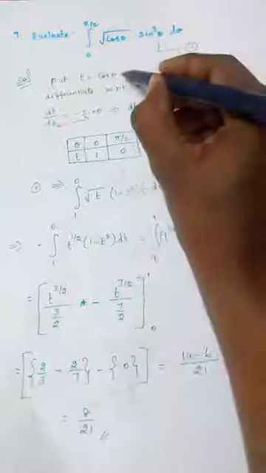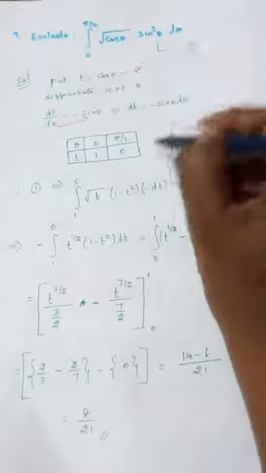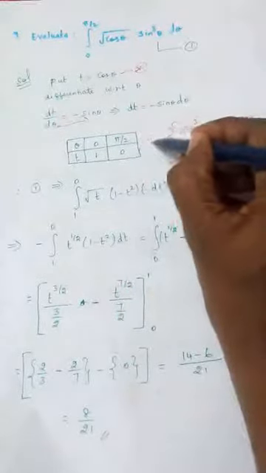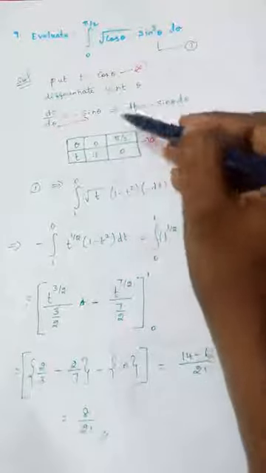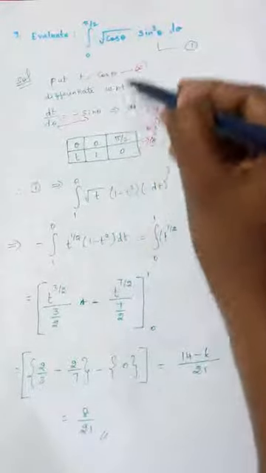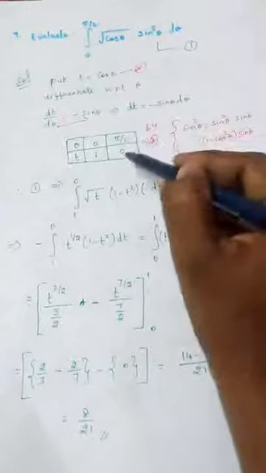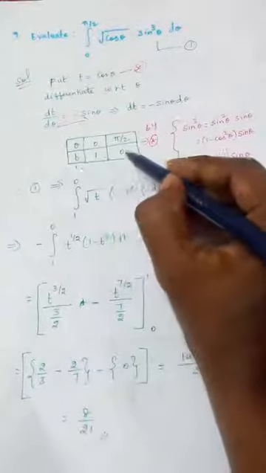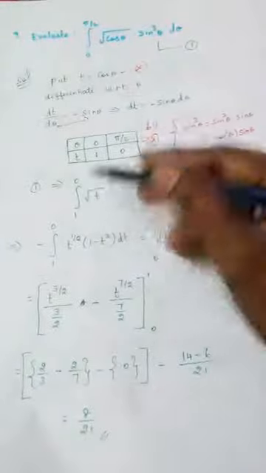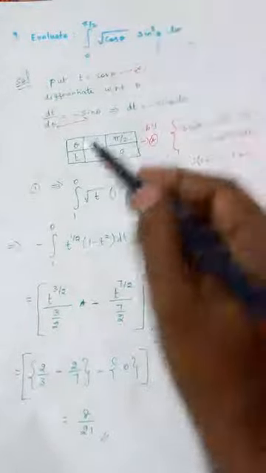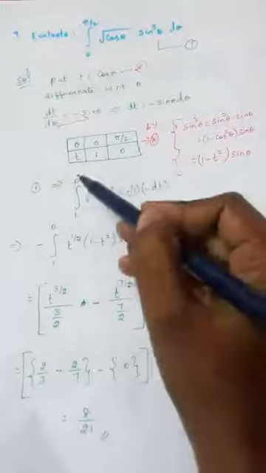If I mark this as star, this table we are writing by star. How? Put theta equal to 0, cos 0 is 1. Put theta equal to pi by 2, cos 90 is 0. So the limit of t is 1 to 0. So now this first equation, that is the question, is changed to an integral. This limit 0 to pi by 2 is now changed to 1 to 0.